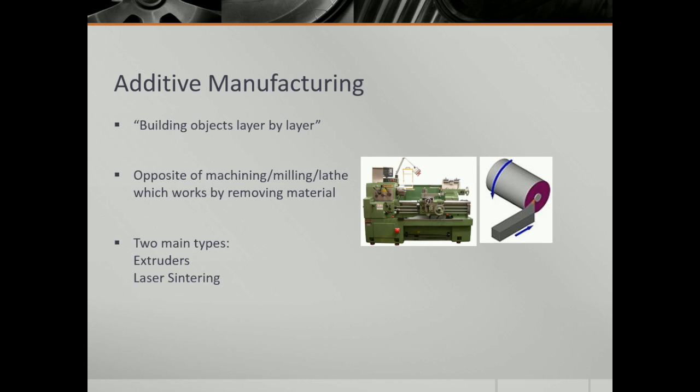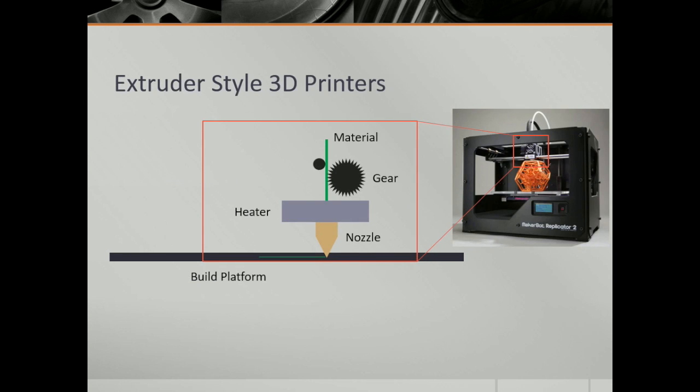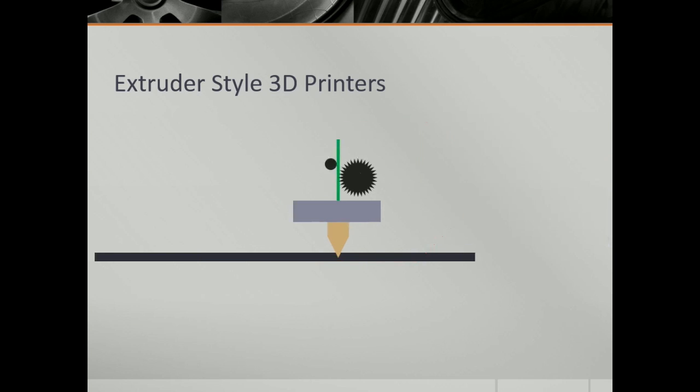There are two main types of 3D printers, extruders and laser sinterers. However, in this video lecture, we're going to focus on extruders. Extruders work with just a few simple parts: a build platform, a nozzle, a heating block, and a set of gears. Extruders work in the following way. As the gears turn, the raw material is forced through the heater block and out the nozzle, forming a fine stream.